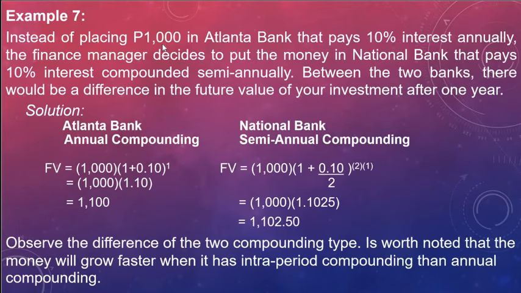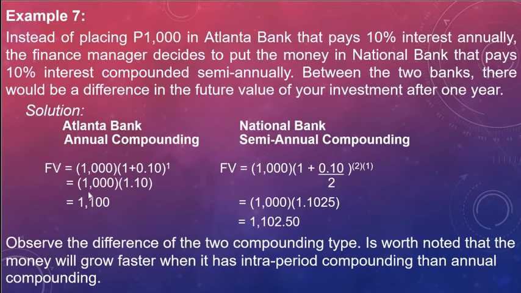So we have here, instead of placing 1,000 in Atlanta Bank that pays 10% interest annually, the finance manager decides to put the money in National Bank that pays 10% interest compounded semi-annually. So between the two banks, there would be a difference in the future value of your investment after 1 year. So we have here, computing the future value under the Atlanta Bank. Annual yung compounding dito. So yung 1,000 mo will be multiplied by 1 plus 0.10 raised to the power of 1. 1 kasi 1 year lang naman yung term.